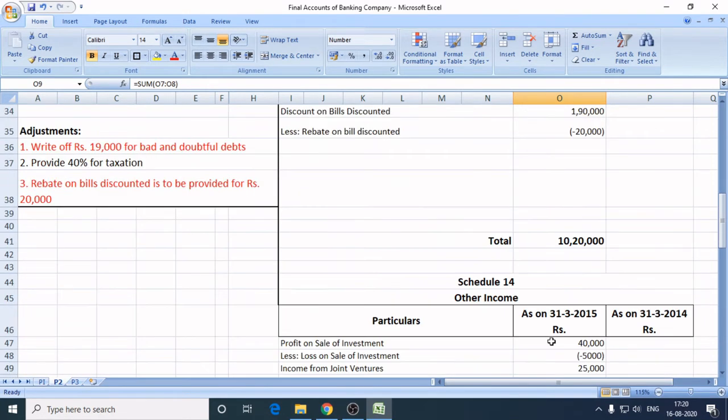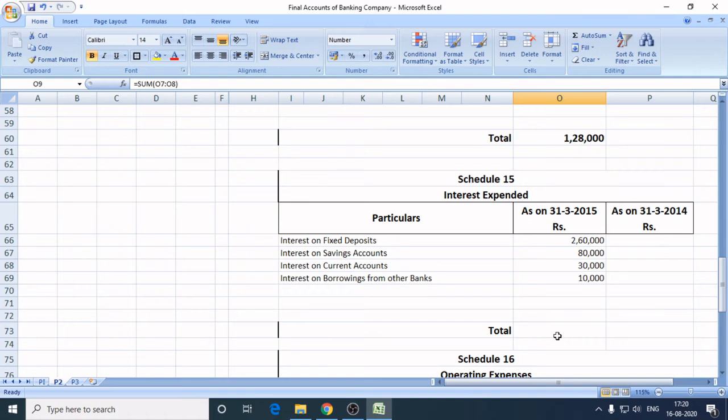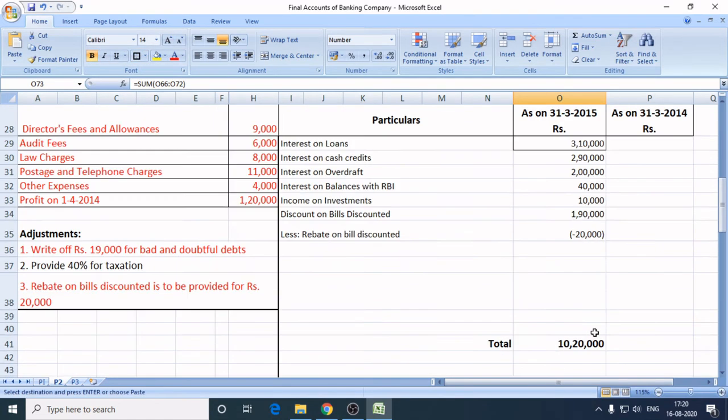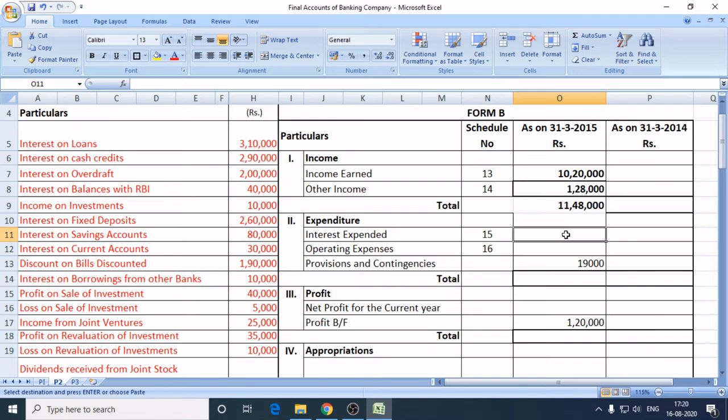First, schedule number 15. The total of this schedule is 3,80,000. I'll copy that figure and mention it here in form B. 3,80,000 rupees.